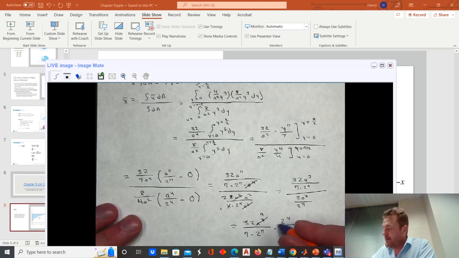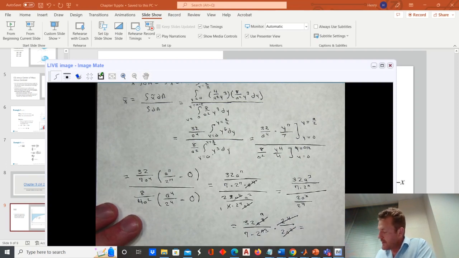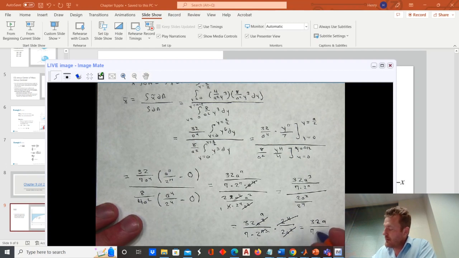Now let me be careful here. I'll take these 4 factors of 2 and cancel into the 7. That's going to leave me with 2 to the 3rd. And let's clean up the actual arithmetic here a bit. It's going to be 32a in the numerator divided by 7 basically times 2 to the 3rd times 2, which is 2 to the 4th.